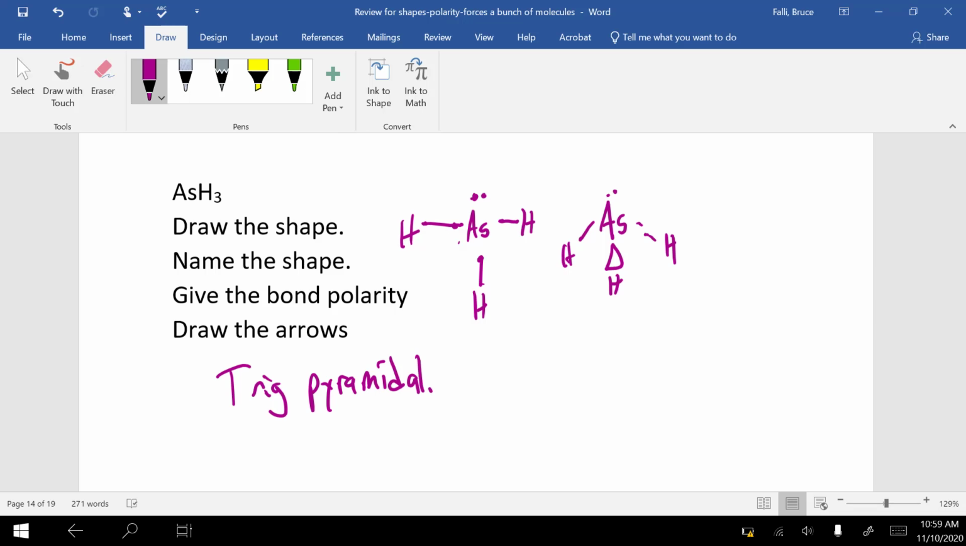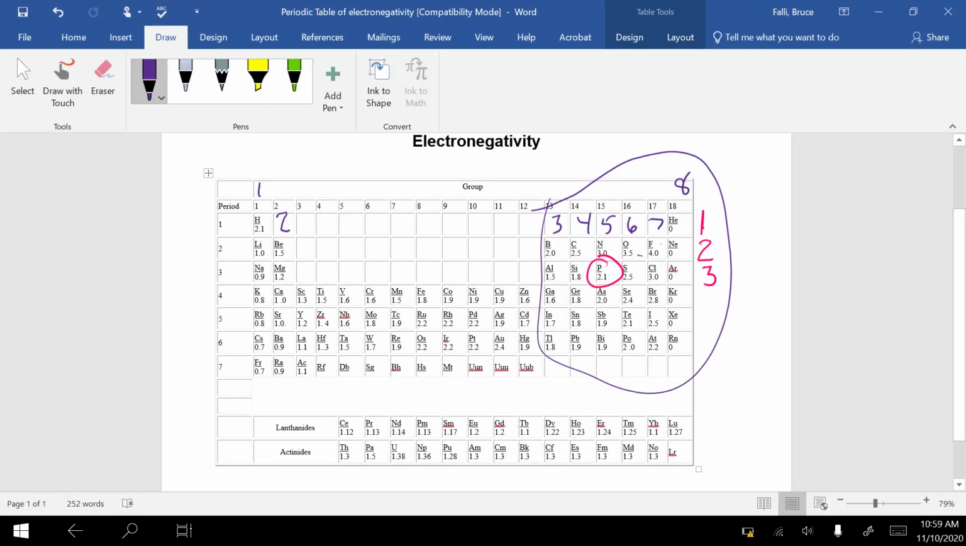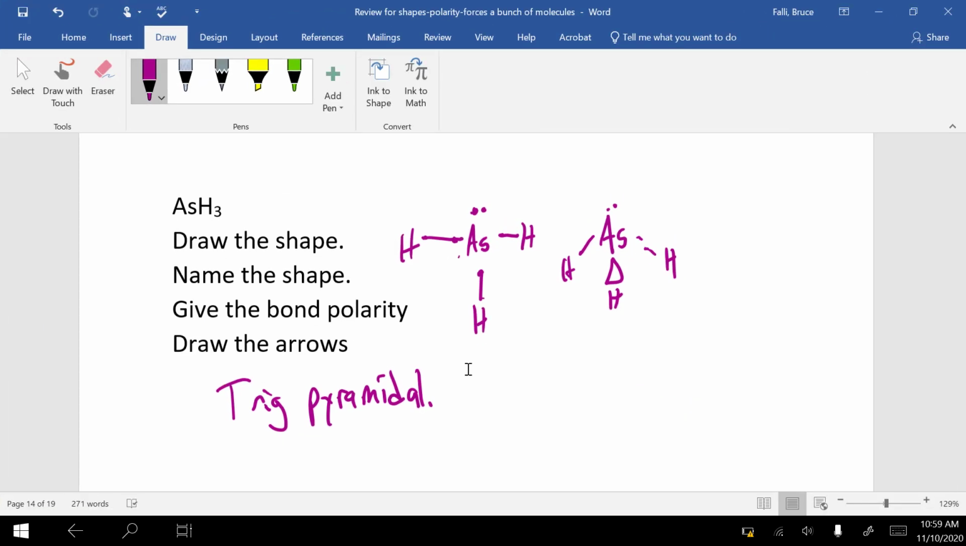The bond polarity, I don't know. So As is 2, hydrogen is 2.1. So 2.1 minus 2 is nonpolar. Nonpolar, which means no arrows.